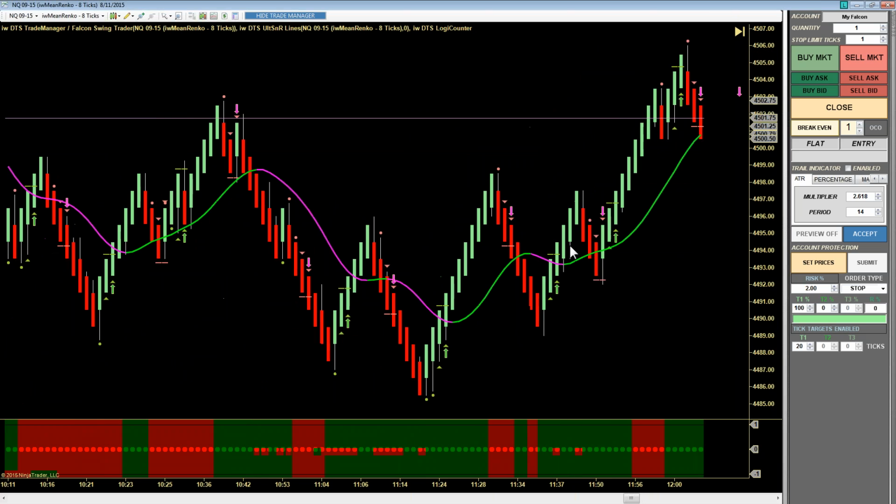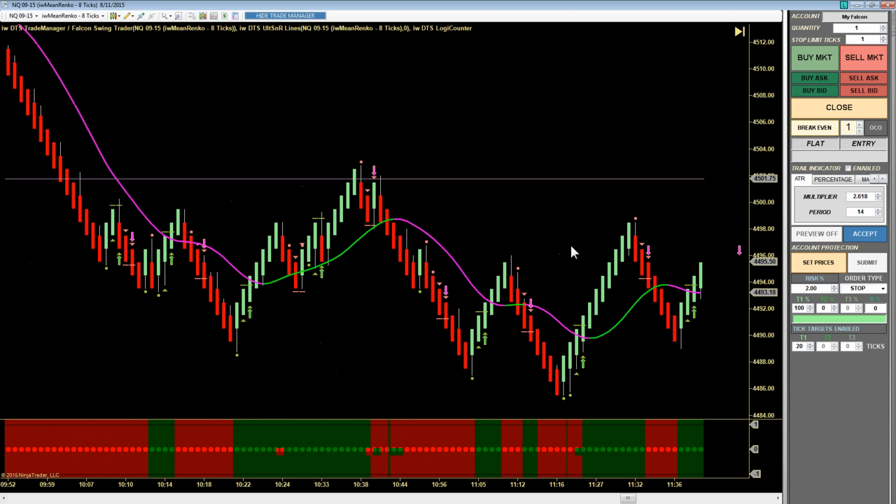And I'm just doing this on the Falcon. You can do it on any of the tools. You can do it on the Eagle or the Hawk. In fact, it's good practice to roll through your chart and just spot these tests of the extreme. They're really quite easy to see once you know what to look for.